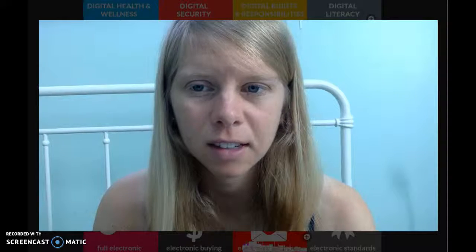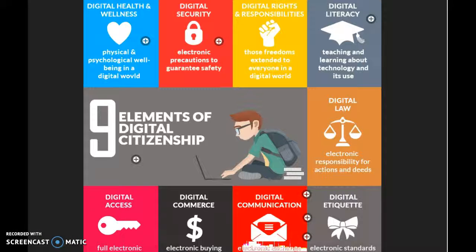Just as citizens in a town need to follow rules and guidelines, standards to help society succeed, so must anyone else who uses digital tools like computers, cell phones, or the internet follow similar guidelines while using these digital resources to help our society as a whole function properly.